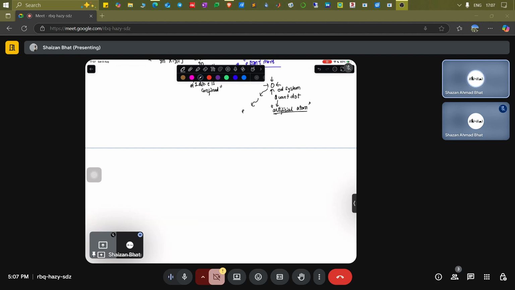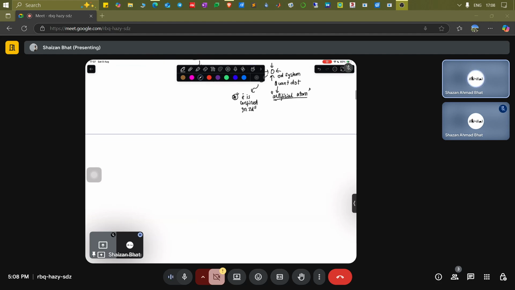And here the electron is confined in 3D. Okay, so the electron cannot move at all. So if you have, let's say, a quantum dot and you have an electron here, it can move neither in X nor in Y nor in Z direction. So it's totally confined in all of the directions.